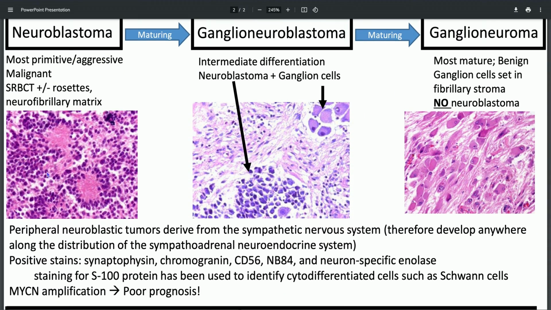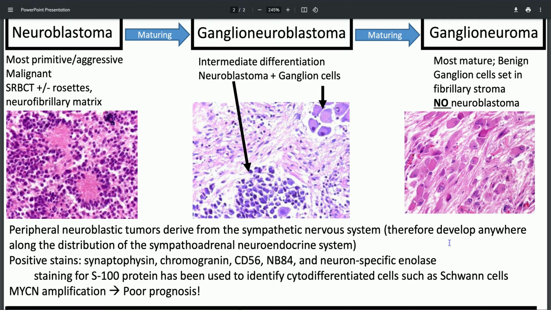Neuroblastoma, you'll see a lot of that small round blue cell. You can have a neurofibrillary matrix as well as rosettes. It's the most primitive amongst ganglioneuroblastoma and ganglioneuroma. This is a spectrum where neuroblastoma is the most immature, and if it matures more, it'll be ganglioneuroma, and in between will be ganglioneuroblastoma, which has intermediate differentiation, as you can see here with the neuroblastoma element as well as the ganglion cells. Ganglioneuroma, you'll just see ganglion cells set in a fibrillary stroma with no neuroblastoma.